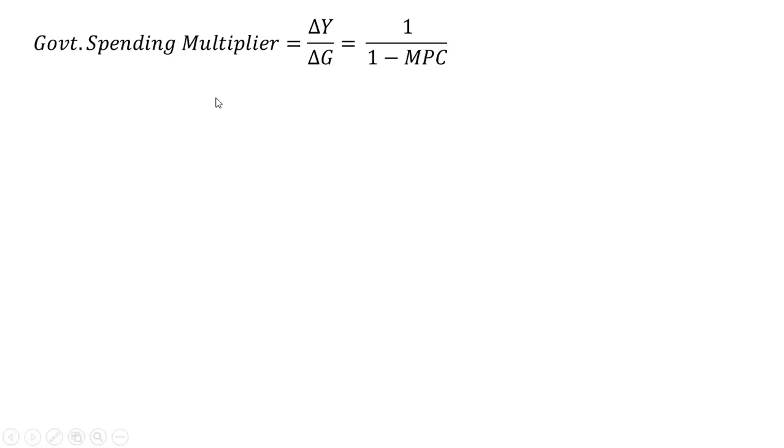Hello, in this video I'm going to go through the government spending multiplier and do a number of example problems. So here is the government spending multiplier, which can be thought of as the change in output, change in real GDP, divided by the change in government spending. It is known to be equal to 1 divided by 1 minus the marginal propensity to consume.